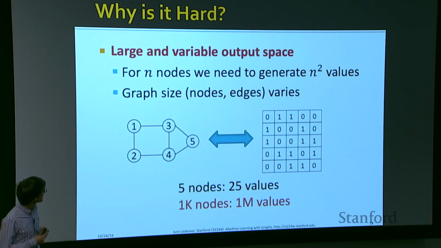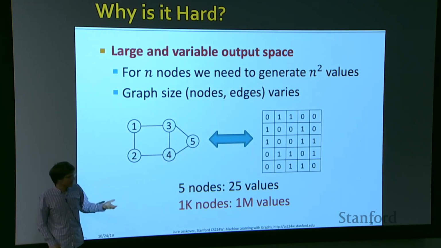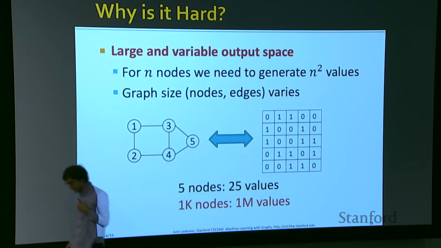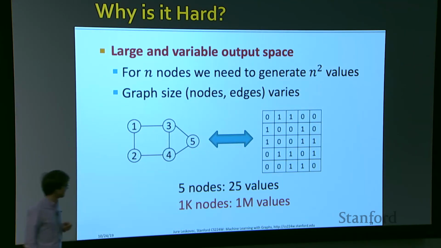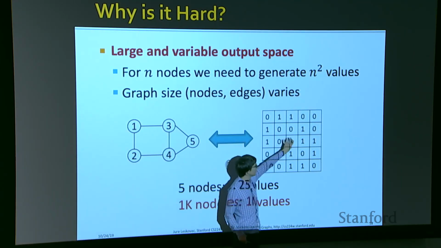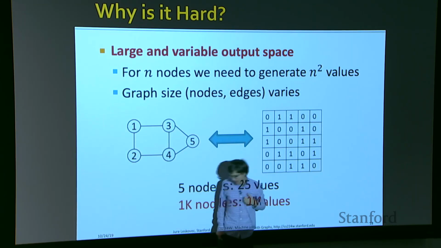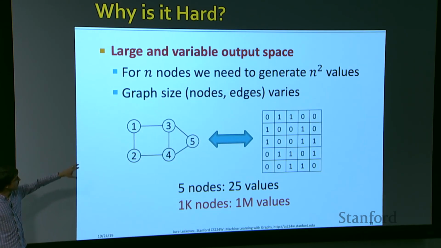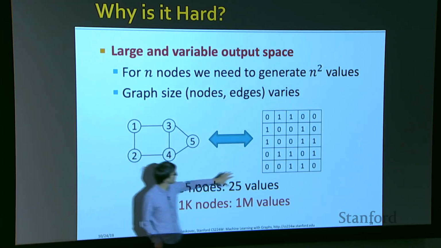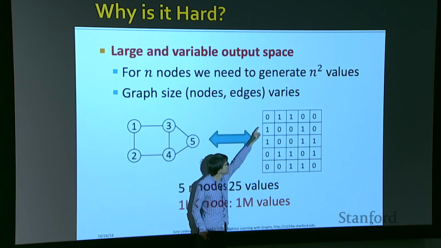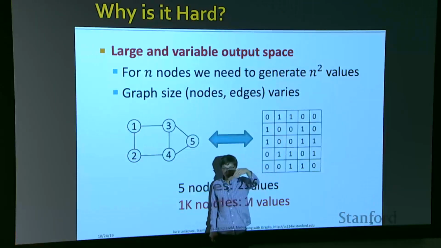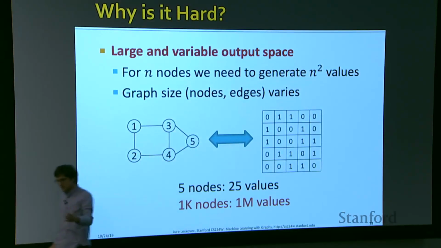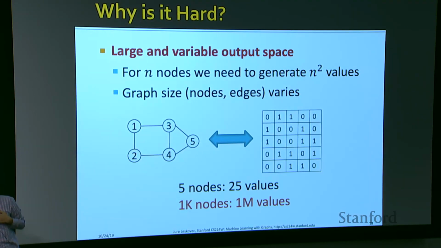Now, why is this hard, right? If you say, I want to generate a graph, then what you really need to do is generate an adjacency matrix, right? We already talked about Kronecker graph generation, if you remember, when we were doing this recursive matrix generation. The issue is that for a graph on n nodes, the output space is of order n squared. For every node, I need to specify all other nodes it connects to and all other nodes it does not connect to.